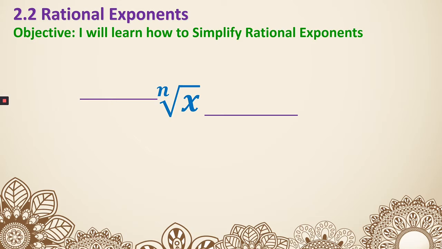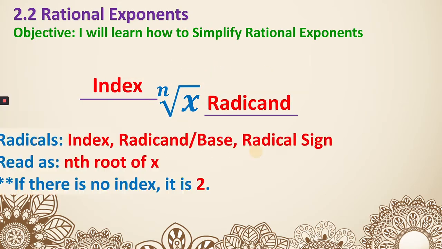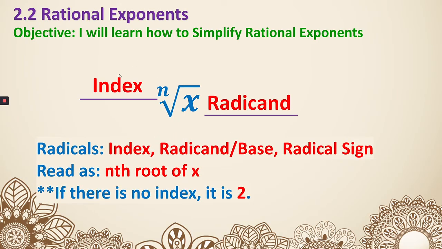So let's start with some vocab. This is something we have seen many times. It's a root, but we have some special vocab for it. This top left number is actually called the index. The x inside the root is called the radicand. This whole thing is called a radical. We have the index, the radicand, or base, and this squiggly line is called the radical sign.